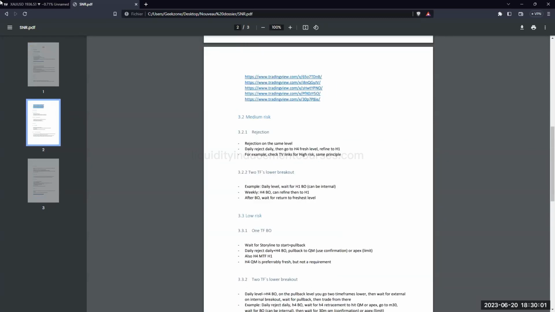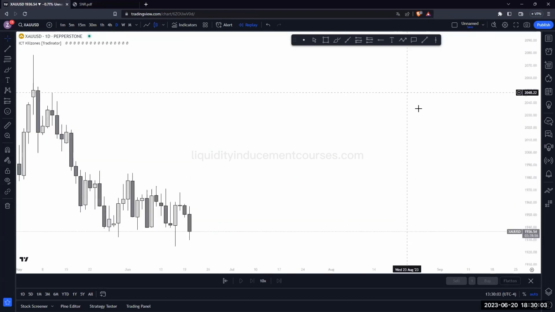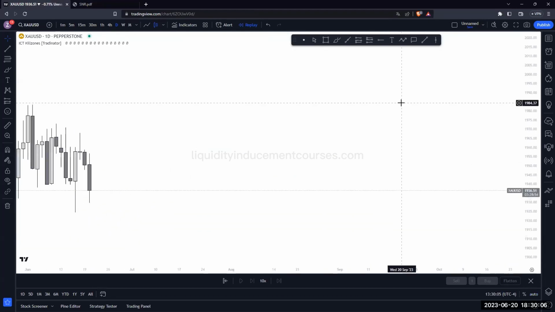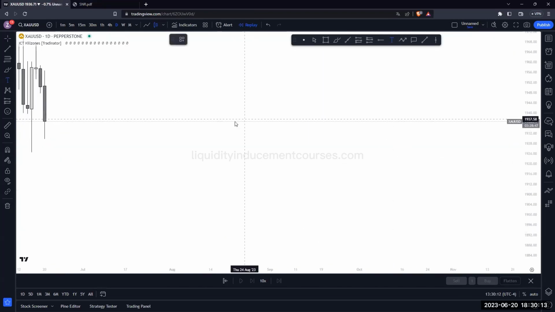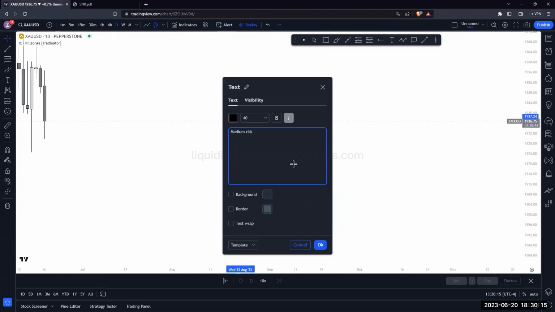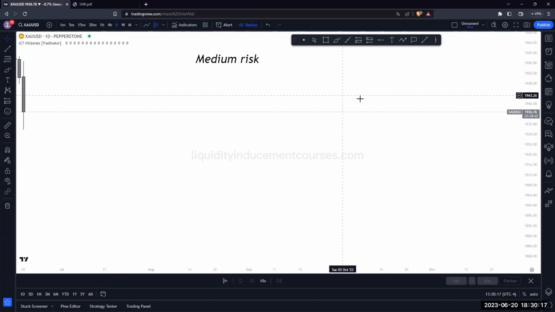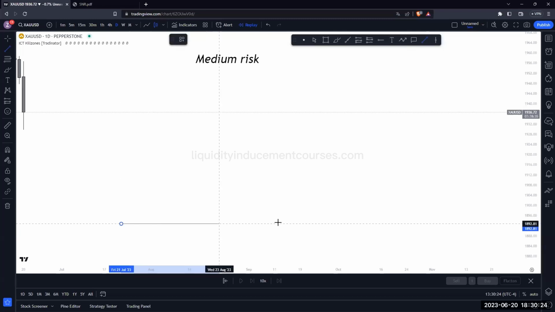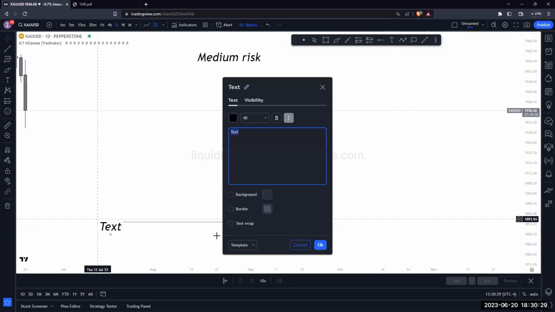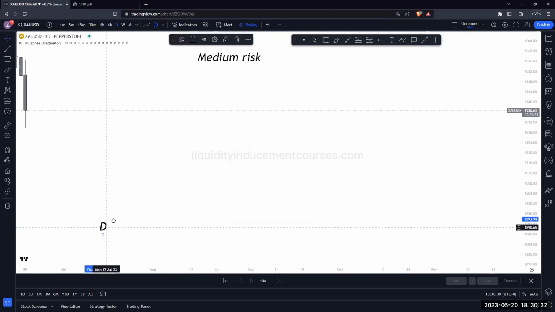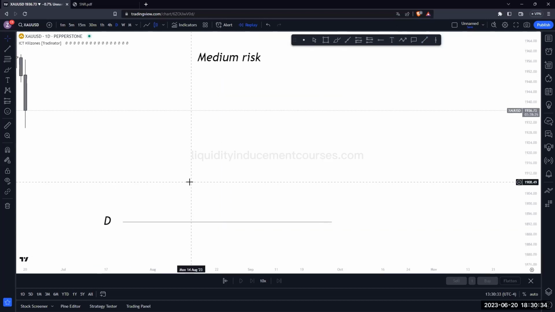So the second category is medium risk. High risk can be aligned with the storyline, which is better than against the storyline, but they're both high risk. In medium risk, you're going to have, actually, 2 entry types. The first entry type consists of a rejection. Just the rejection. You don't need the breakout. So this works on any time frame, but preferably the daily and the weekly.